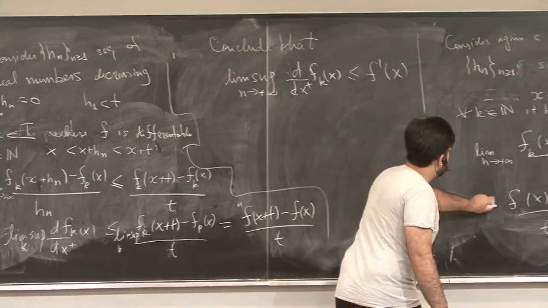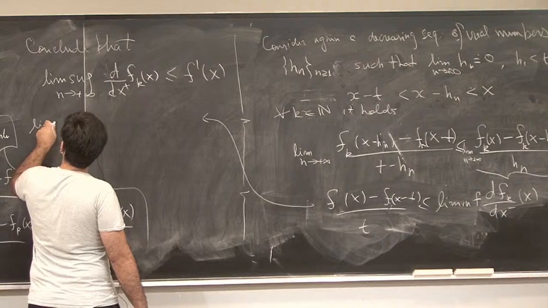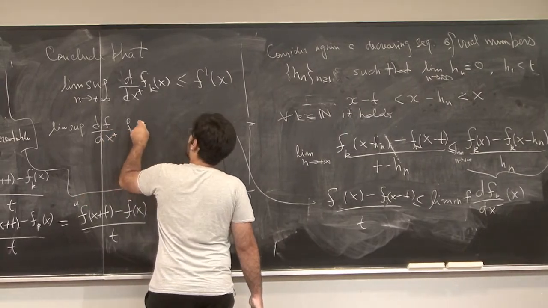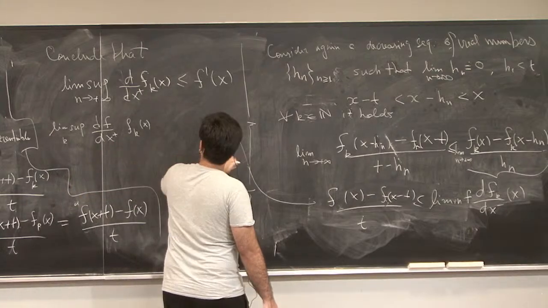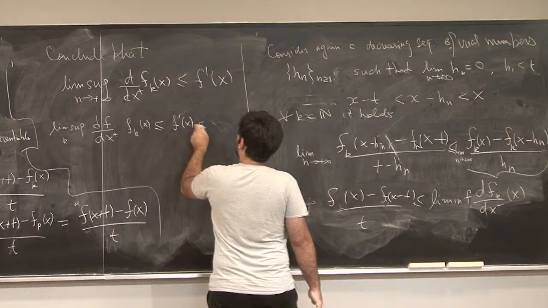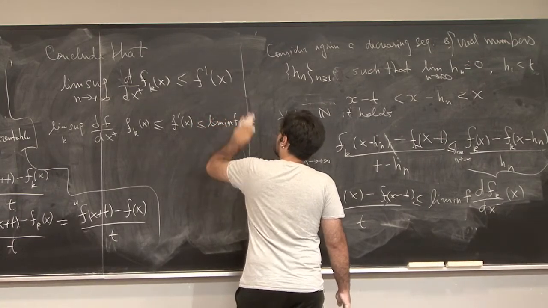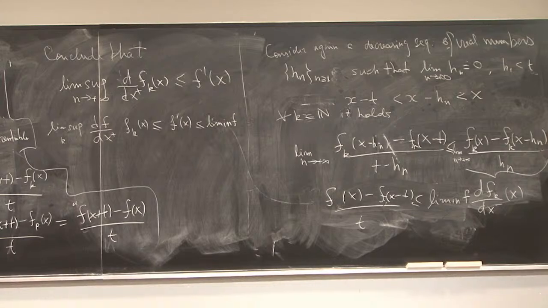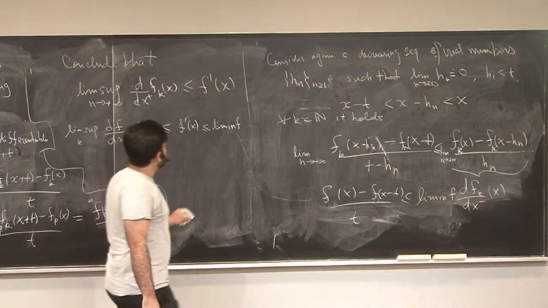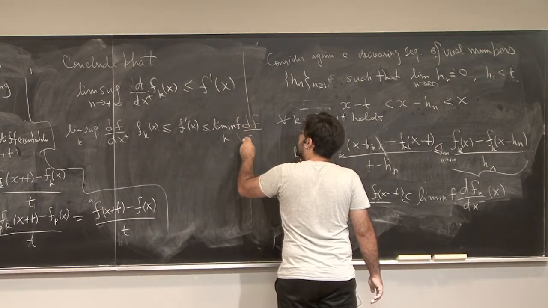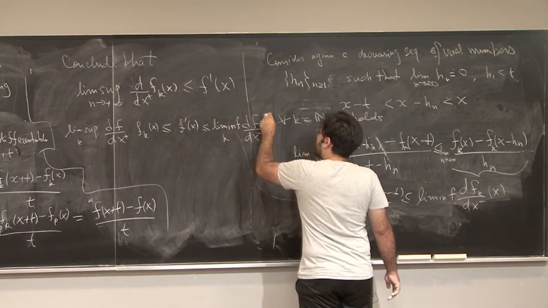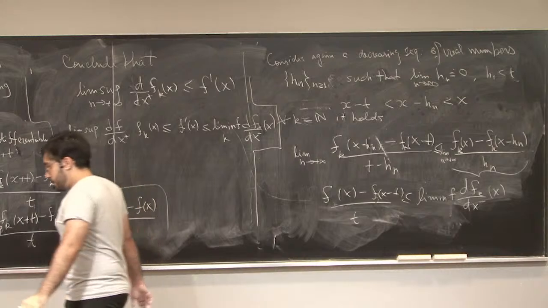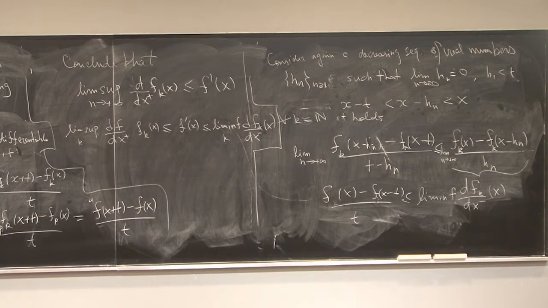Then this implies that the limsup, yeah, of fk(x) with respect to k is less than f prime of x, that it's less than the liminf with respect to k of the difference quotient of fk at x. Okay, so we are almost done.